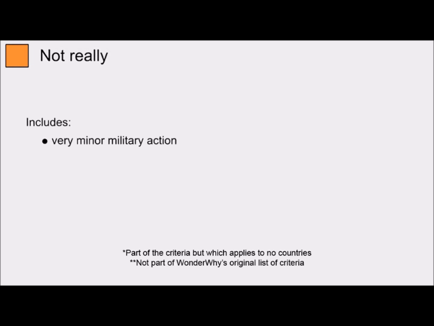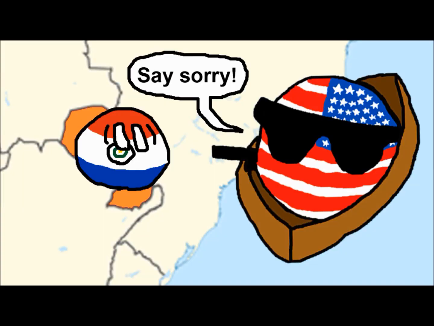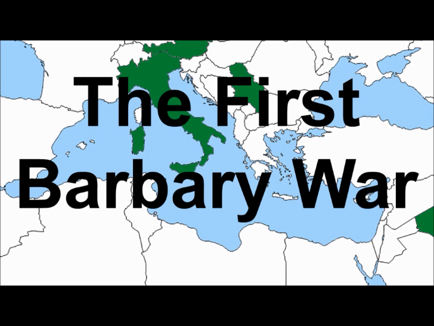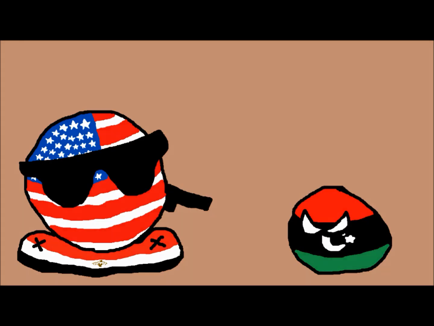The next category is countries which weren't really invaded, but if you want to go into technicalities, you can say that they were. It includes very minor military action. The only example I could find of that was a time in 1858 when the United States brought a warship to Paraguay to make the government apologize for sinking an American boat. It also includes troops passing through. Again, I could only find one example of this, Egypt. Remember that Barbary War I talked about? Well, during that war, we moved some troops through modern-day Egypt to get to Libya.